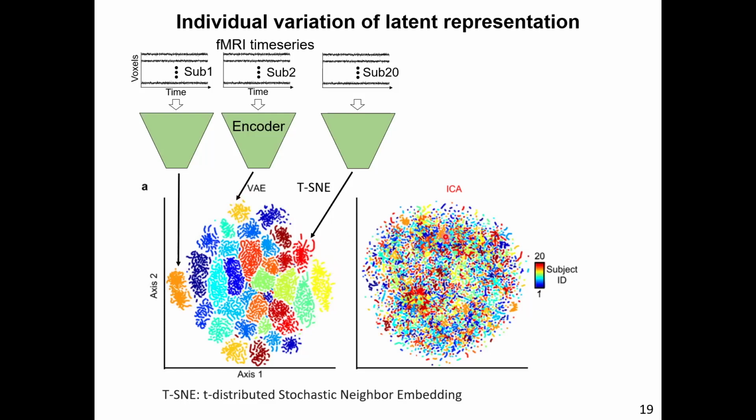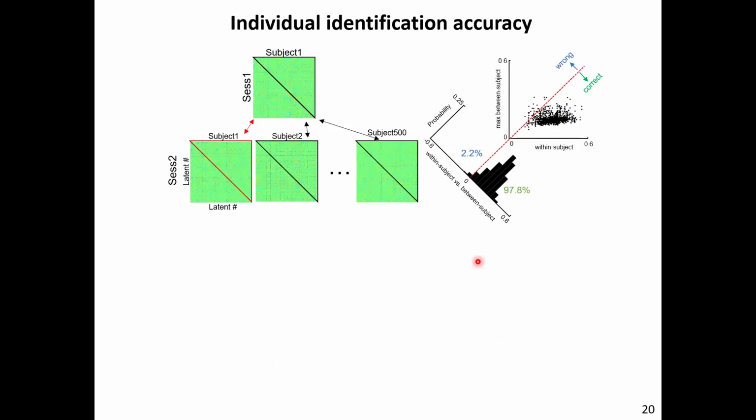However, it was not the case for the ICA. You can see it is all messed up here. So we want to look at whether this information, what's called individual variation, presented in the latent representation, can be used for individual fingerprinting. How we do the individual fingerprinting is that we measure the functional connectivity patterns, which is just the correlation between the different latent variables or ICA maps. And then we took that pattern of functional connectivity and used it as a fingerprint of somebody.